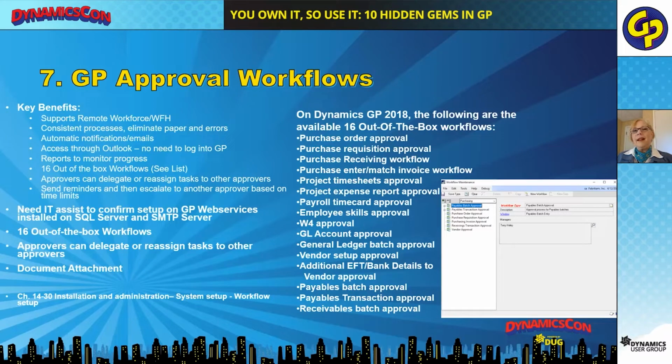You do need IT assistance because there are a few things on the server that you need, like some ports opened up on the server and web services installed. And approvers really find this fascinating because they can even look at attached documents to transactions, so they can drill in and see those even from the email notification. And where you're going to find this is in the installation and administration and system setup manual. So you're going to have to dig a little bit into that administrator manual.